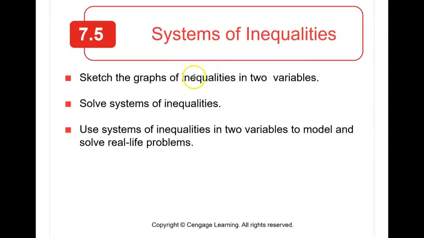We could graph one inequality by itself in two variables, so it will be graphed in the XY plane. But we could also solve a system of inequalities by looking at the intersection. And this intersection will be a little different than systems of equations because instead of being lines intersecting or overlapping, there will be areas or colors that are intersecting. We will also be using systems of inequalities in two variables to model and solve real life problems.